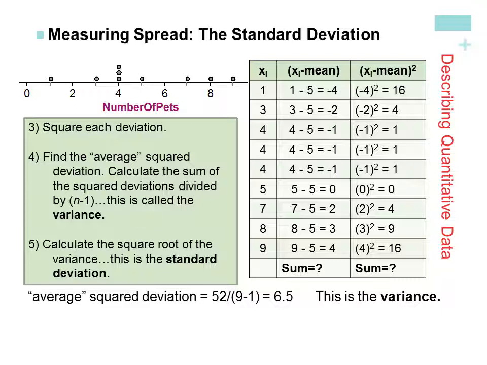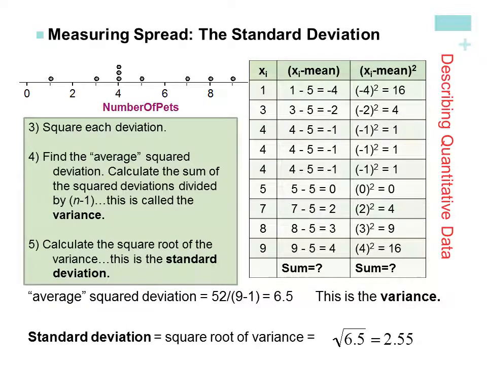So this 52 comes from adding up 16 plus 4 plus 1 plus 1 plus 0. That's 52. We had 9 students minus 1, so that's n minus 1, 8. 52 divided by 8 gives me 6.5. This is the variance. Now, really, we're not going to be using the variance too often. The variance really is just giving us information in order to find the standard deviation. Then to find the standard deviation, we take the square root of the variance. So we're going to take the square root of 6.5, which is 2.55.